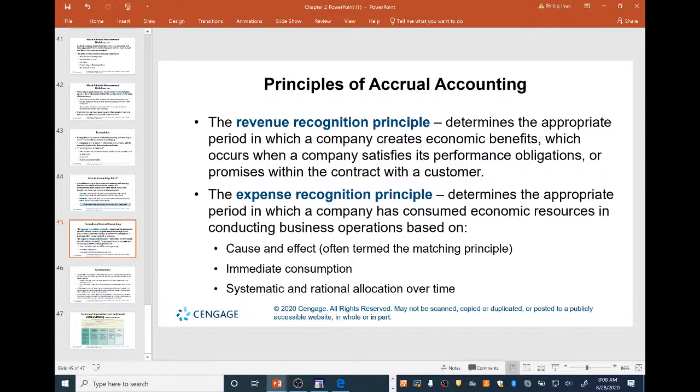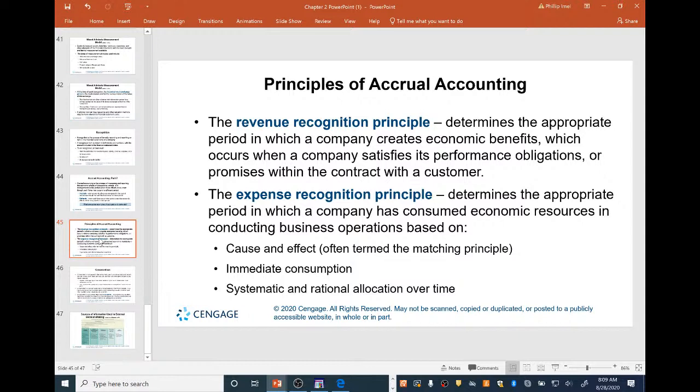So, principles of accrual accounting: the revenue recognition principle. This determines the appropriate period in which a company creates economic benefits, which occurs when a company satisfies its performance obligations or promises within the contract with the customer. So the revenue recognition principle under US GAAP is pretty much saying once you've satisfied all your responsibilities within the contract, you can count it as revenue, right? Because you've satisfied everything you need to. Because under accrual accounting, remember, it's not when the cash switches hands, it's once you've satisfied it. Meaning, if the terms are for you to deliver so many products to their place, then once you've done that, you can count that as revenue.